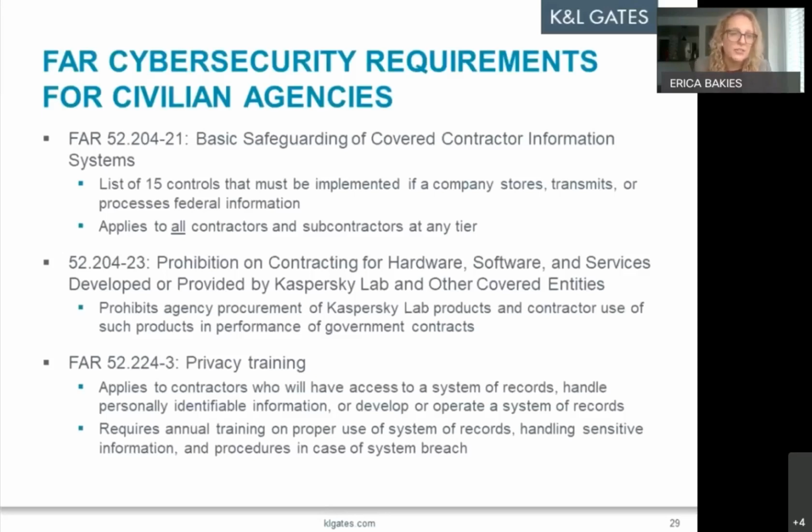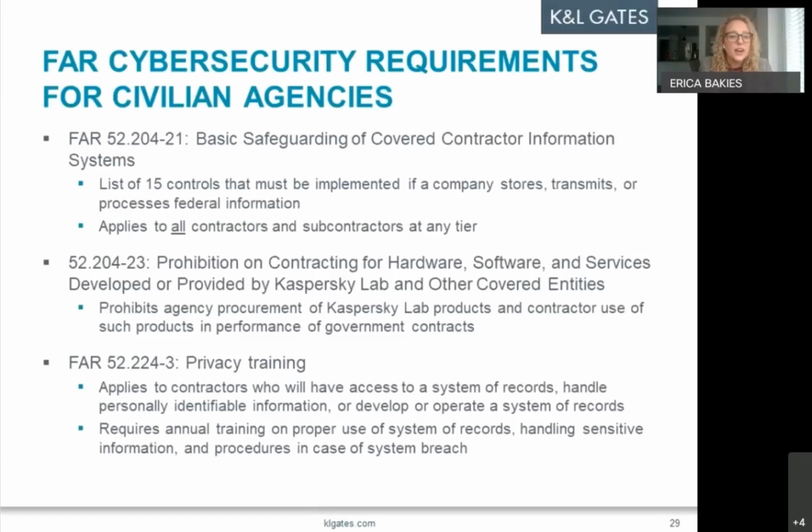So the second FAR clause we want to flag for you is 52.204-23. This is the prohibition on contracting for hardware, software, and services developed or provided by Kaspersky Lab and other covered entities. Kaspersky Lab, for those who don't know, is a Russian entity that has been deemed by the U.S. government as a national security concern. Accordingly, agencies cannot procure Kaspersky Lab products, and contractors can't use them in performance of government contracts. Those are cybersecurity items that they have, and just cyber defense services that they provide.